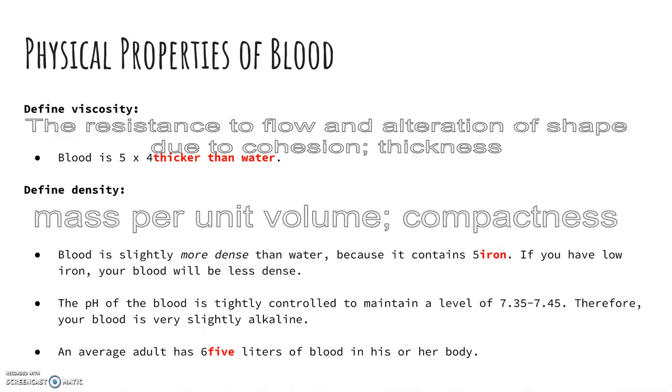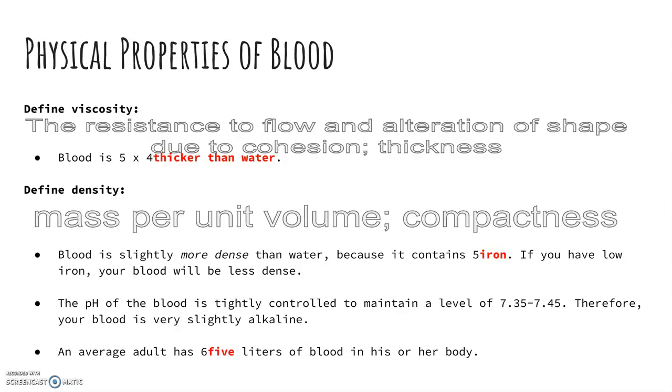Another term we need to define is density. Density is mass per unit volume. You probably learned that in physical science. Well, an easy way to think of that is also the compactness. Things that sink in water would be those things of a higher density. Blood is slightly more dense than water because it contains iron. If you happen to have low iron, iron poor blood or anemia, then your blood might be a little less dense than normal, but still your blood is a little bit more dense than water.